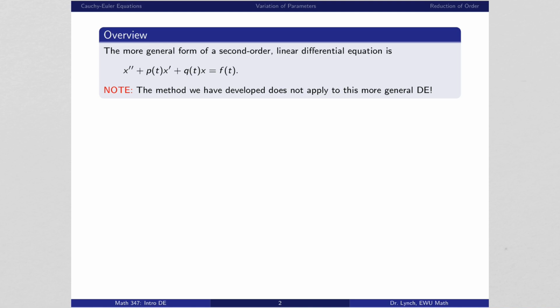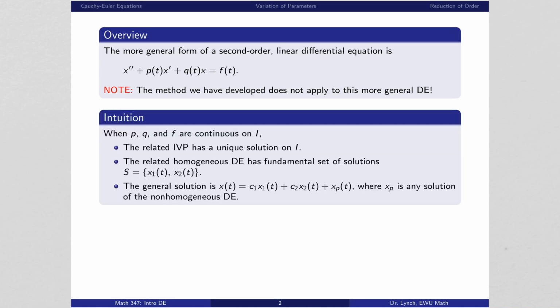I do want to point out that the method we've developed to address the constant coefficient differential equation, namely trying a solution of the form e to the lambda t, does not apply to this more general differential equation. Nevertheless, when p, q, and f are continuous on some interval, there's an initial value problem that has a unique solution on that interval.